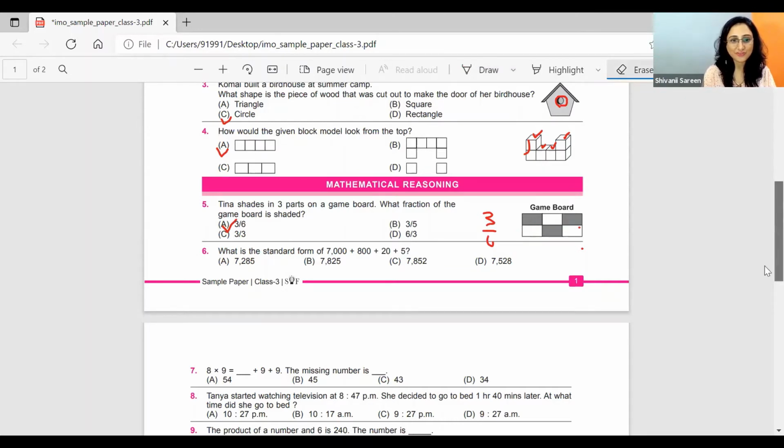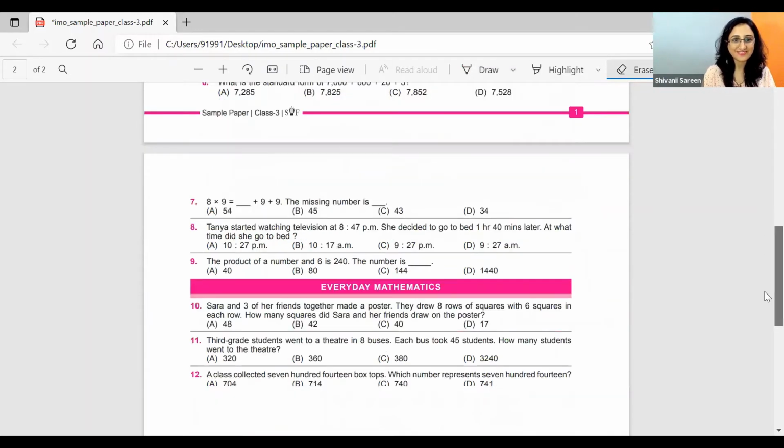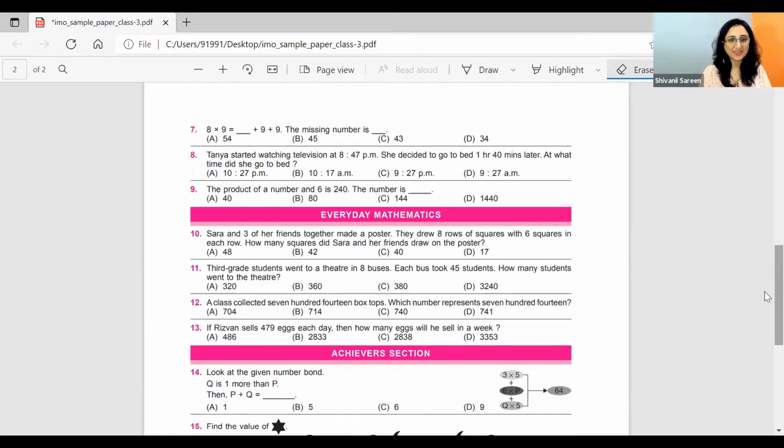Moving on to the next question. 8 into 9 is equal to something plus 9 plus 9. Now 8 into 9 is 72, and I need a number to identify here plus 9 plus 9, which is 18.